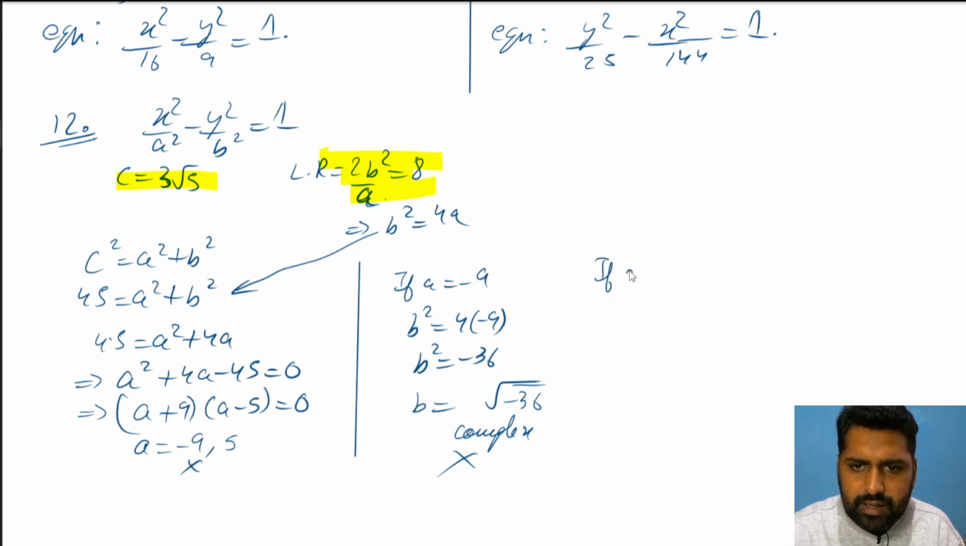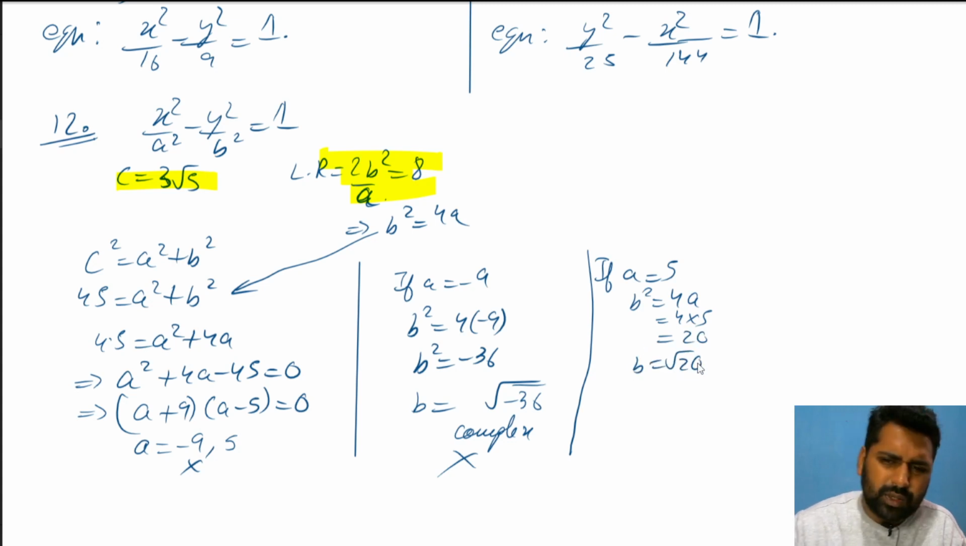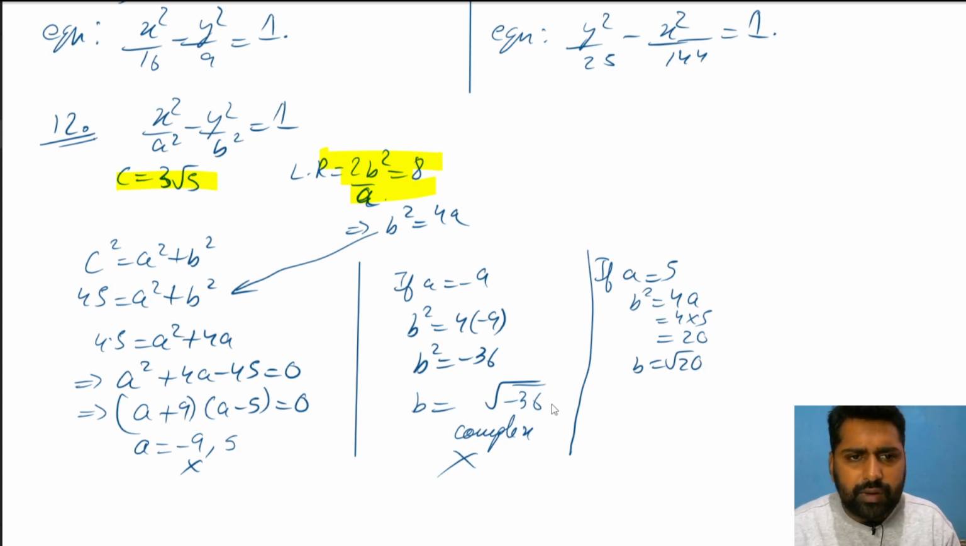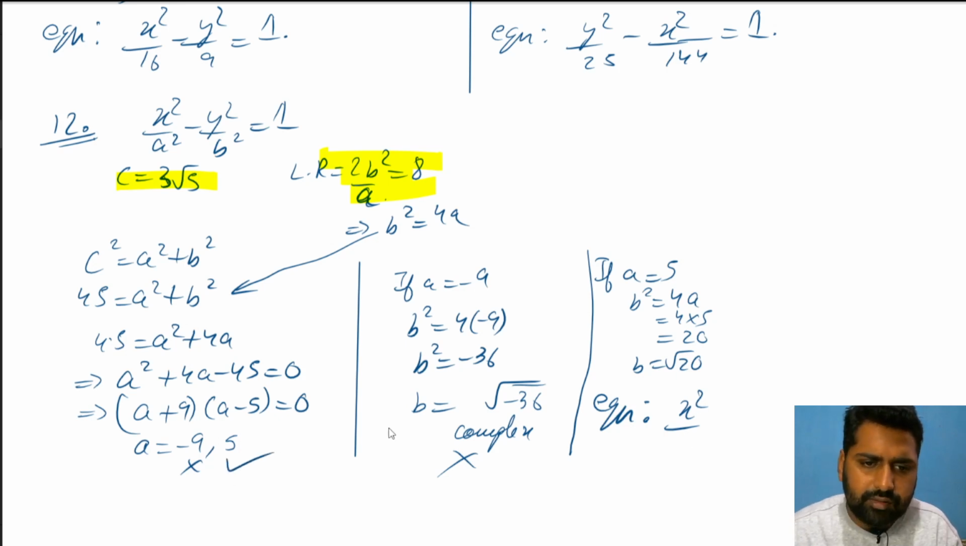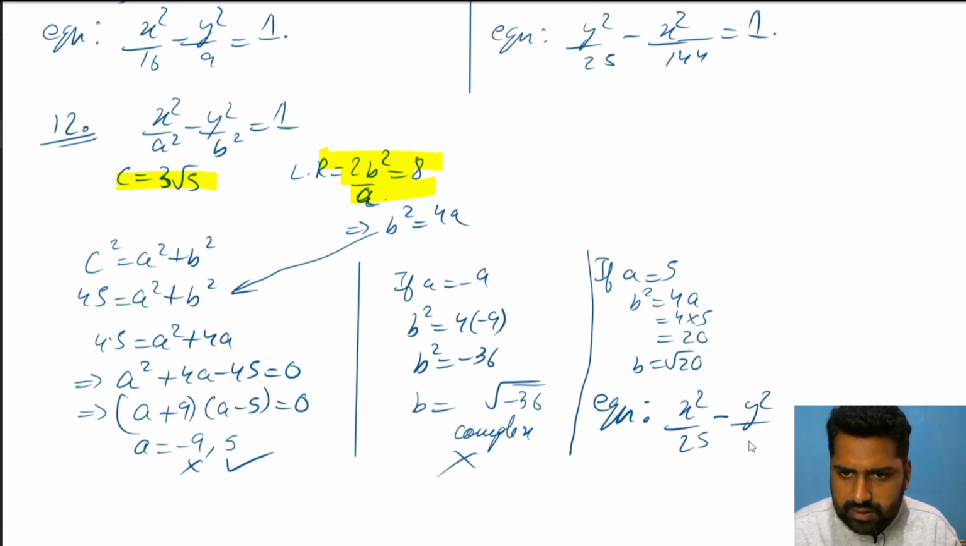Now if a is 5, that is okay, because b square is 4a, so 4 into 5 is 20, so b is root 20. That's okay. A is there, b is there. Now that we have found a and b, let's give the final answer. The equation is x square by a square, a was 5, so 25, minus y square by b square, which is 20, equal to 1.